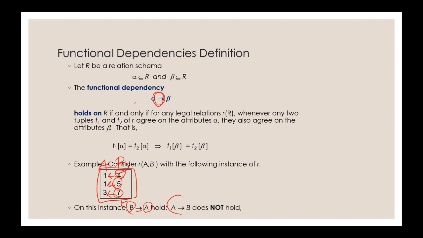Okay, and what about A determines B? 1 gave the value 4, and 1 gave the value 5. So in this case, it does not hold because one should be determining one single value, but here it's giving two different values, 4 and 5, so it does not hold. So A determines B does not hold.